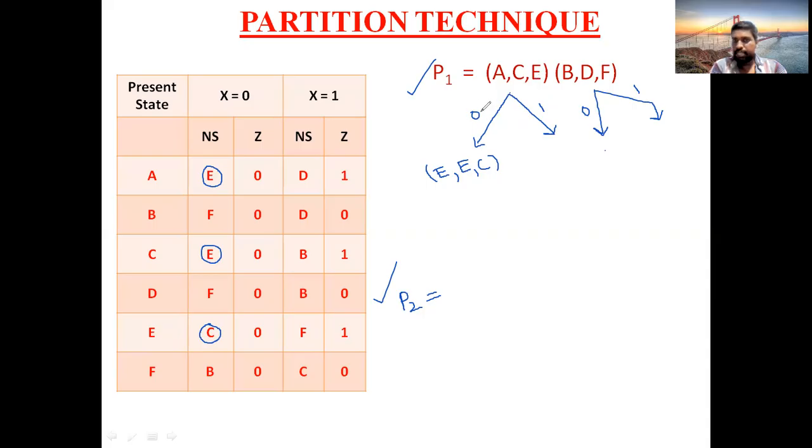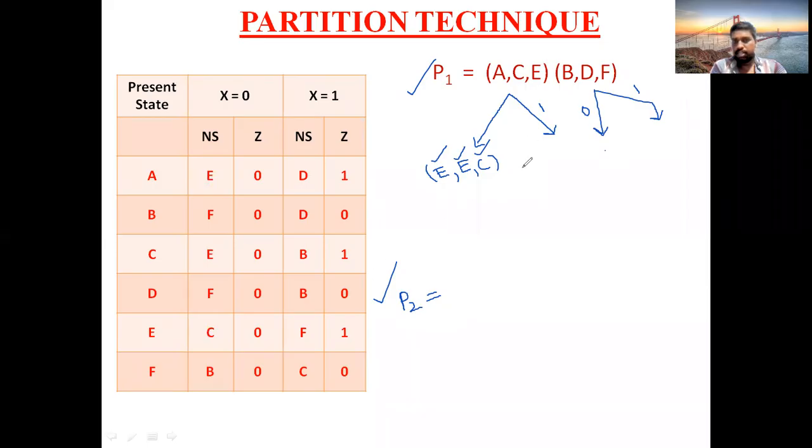0 successor means nothing but from the state table, state A when input is 0, where is it going? E. State C when input is 0, where is it going? E. That's it. Very simple. Okay. 0 successor means only you should observe this column. 1 successor means only you should take this column. That's it. Okay. Clear? Next. So this is the value of the 0 successor.